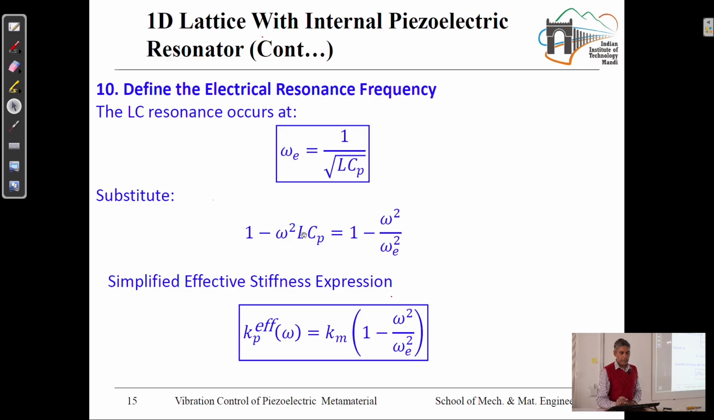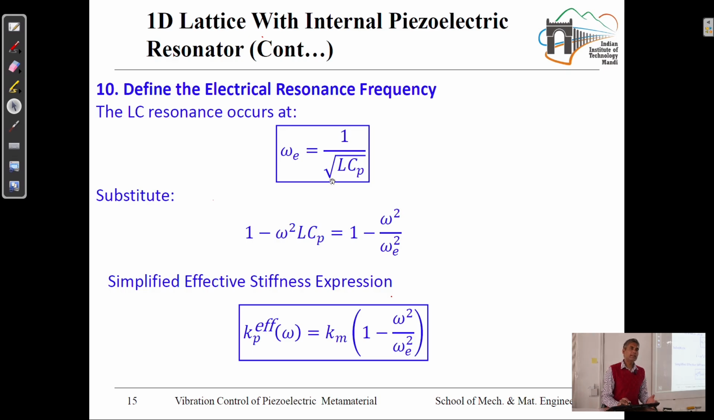After substituting this value in terms of omega E, we have Kp effective equal to Km times 1 minus omega squared upon omega E squared. Now see, the stiffness of the piezoelectric material is totally dependent on, can be controlled or tuned with, omega E. And we know how omega E is.